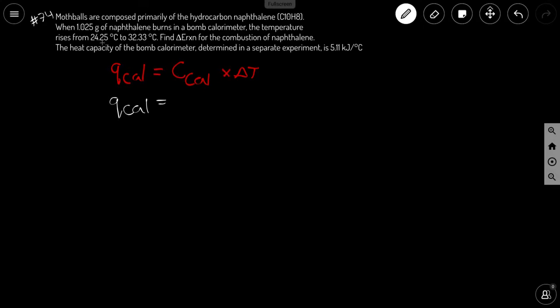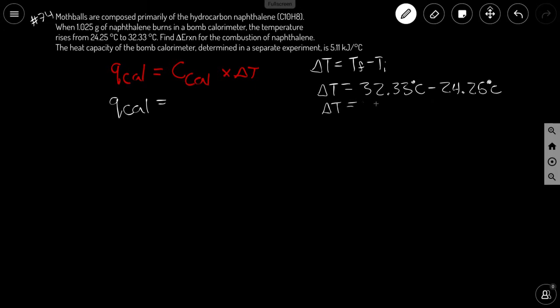So here it's saying that the temperature rises from 24.25 degrees Celsius to 32.33 degrees Celsius. So a change in temperature is equal to the temperature final minus the temperature initial. Let's go ahead and solve for the change in temperature. And that's going to give us 8.08.